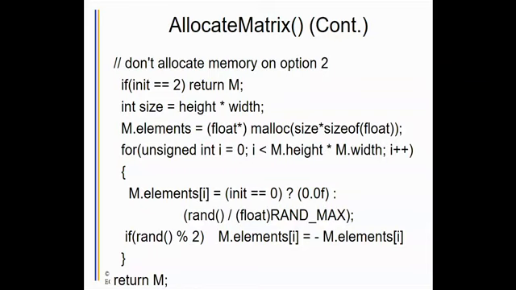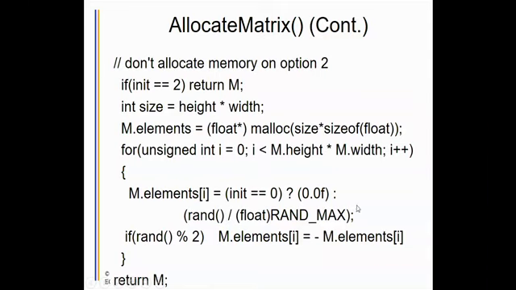So if the mode is 2, then you return M because it tells you not to allocate memory, right? But if it's not 2, so it's 0 or 1, then you take the size, height times width, and you do the malloc. You actually go and allocate memory for that matrix. And so these are all the elements, and then you initialize all the elements.